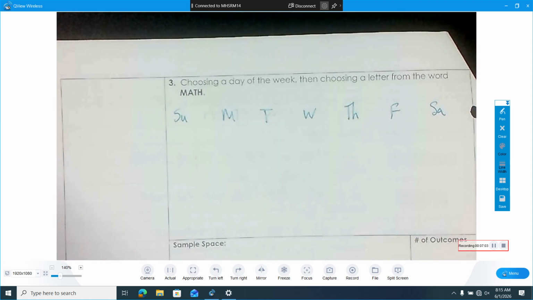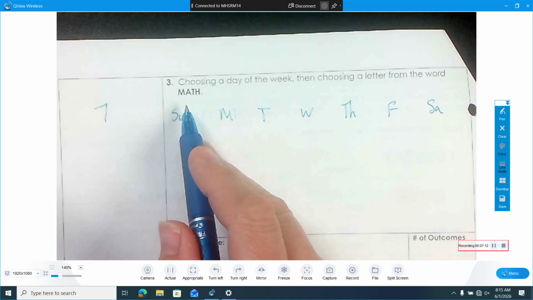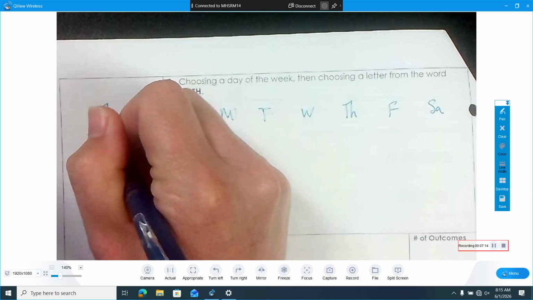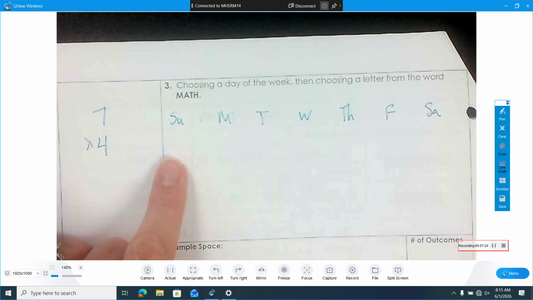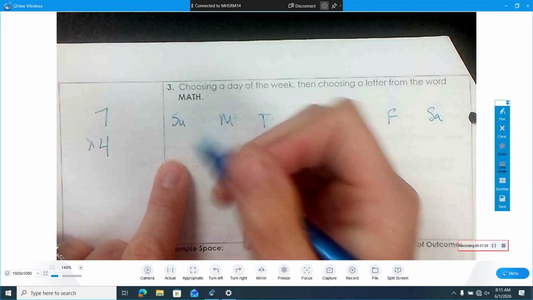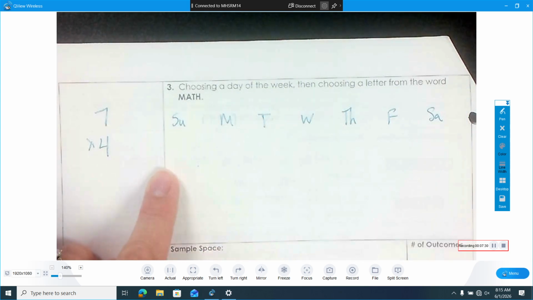I have a question. Can you take the number of days you use, 7, and just times it by the possible outcomes? So if there's 4 letters in math, 7 times 4, 28 outcomes. Interesting. Do we think that might be accurate? Possibly. Let's make sure this is a good hypothesis. So we had 7 days of the week, and we're choosing one of 4 letters.